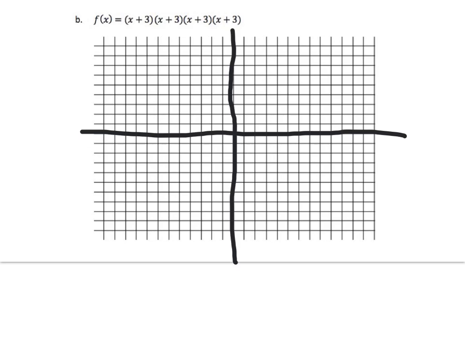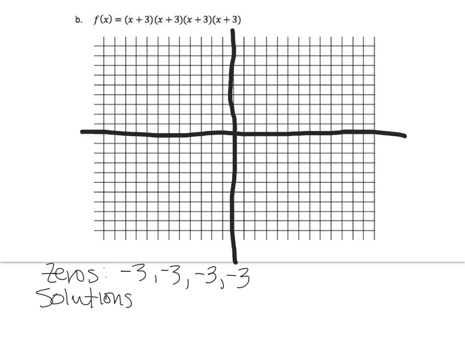I have my zeros at -3, -3, -3, and -3. I have my solutions at -3. I don't have to repeat them. X-intercept is just 1 at -3, and my degree is 4. Notice I have a 4th degree, which is bigger than the number of x-intercepts. Yikes. Go ahead and type it in your calculator.